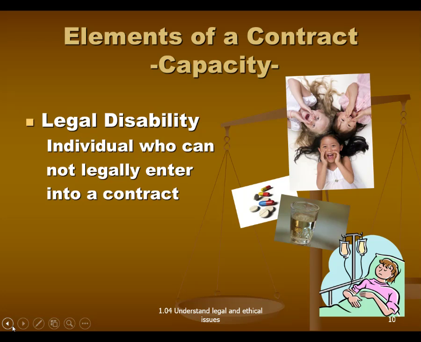So that would be that mentally impaired person. And mentally impaired doesn't mean there's special needs. It means that maybe at that time they have an active mental disorder, or maybe they're under the influence of some kind of medication. So that would be a legal disability, why they could not enter into a contract.